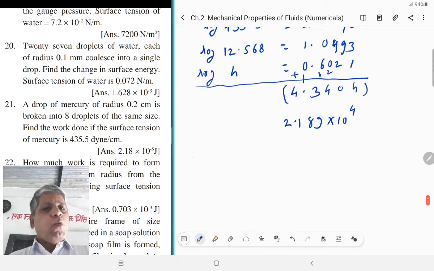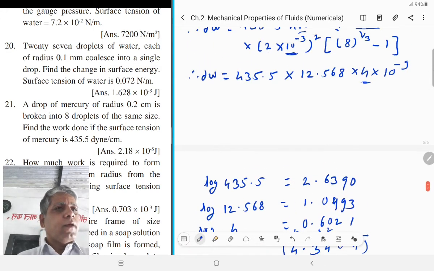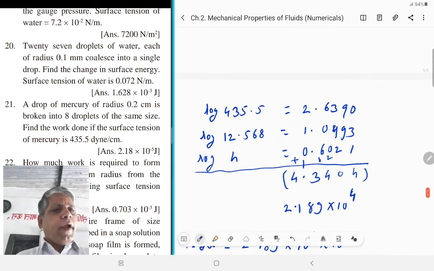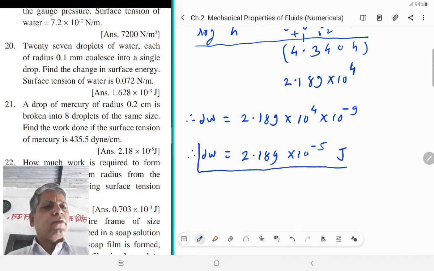Therefore, the work done dW is equal to 2.189 into 10 raised to 4 into 10 raised to minus 9, and therefore the work done dW is equal to 2.189 into 10 raised to minus 5 joule. This is our required answer.